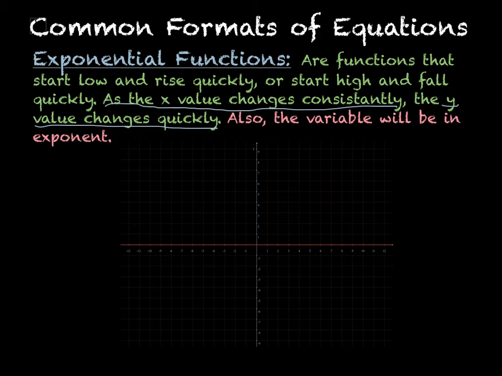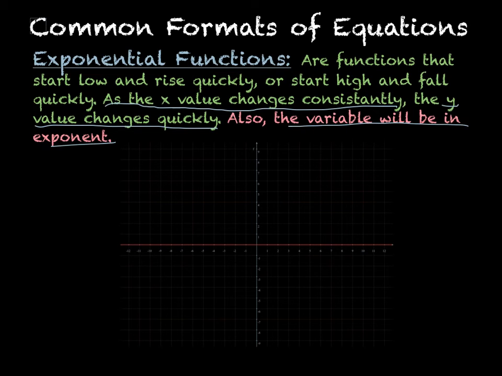And another thing to note is the variable will be in the exponent. Instead of being the big number, it's going to be the small number in the corner. So that's another thing to note.